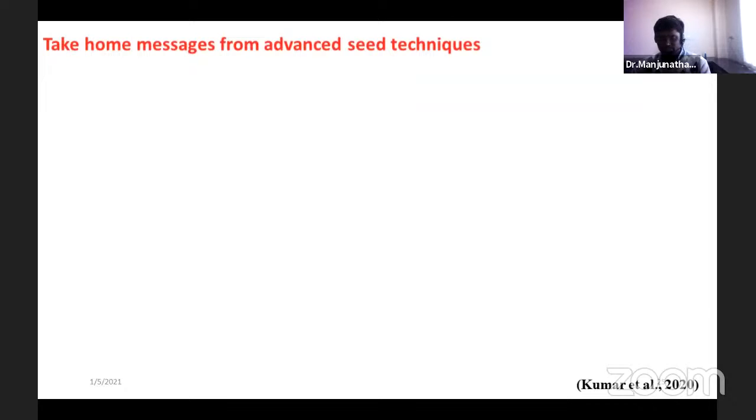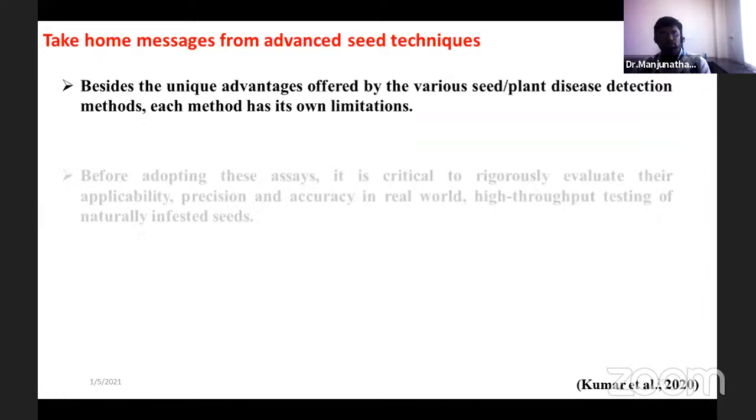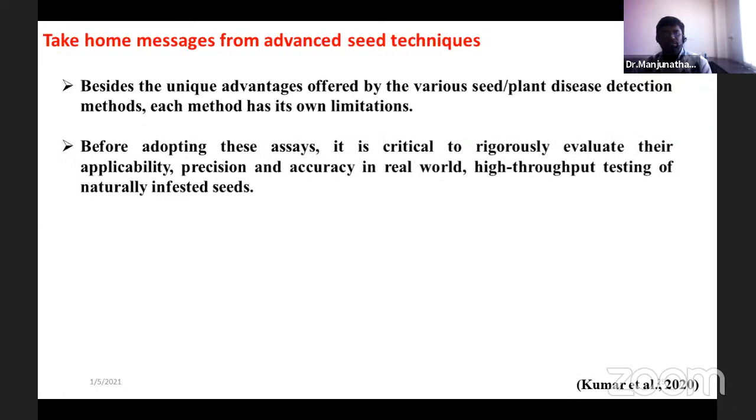So what are the take-home messages from these advanced seed techniques? The first is, besides the unique advantages offered by these various seed and plant disease detection methods, each method has its own limitations, as I mentioned in the summary. Some techniques are specific to particular pathogens, some we can apply for all types of pathogens. Another is that it is critical to rigorously evaluate their applicability, precision and accuracy in real-world, high-throughput testing of naturally infested seeds.